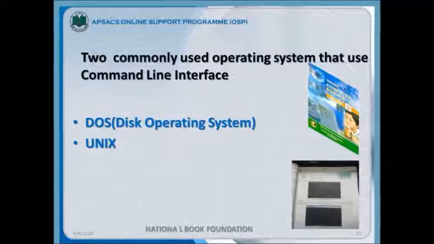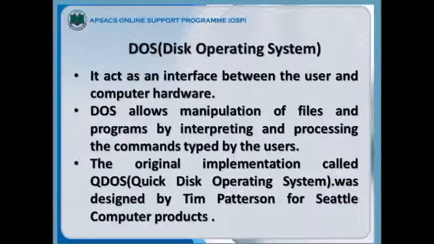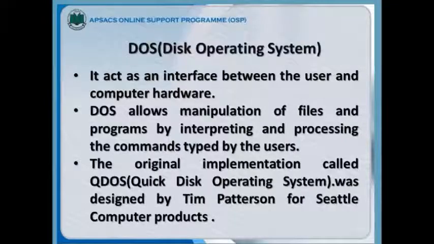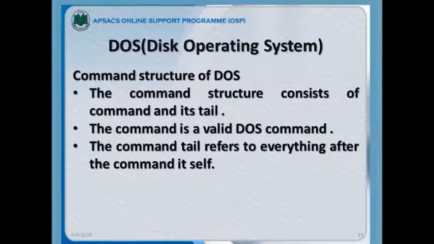Next, we have two common types of operating systems that use command line interface, that is DOS and Unix. DOS is the most popular command line operating system, and it displays the prompt C. Basically, command prompt is DOS, or disk operating system. Both of them are the same. And in your computers nowadays, most often, command prompt is used, which is also known as DOS.